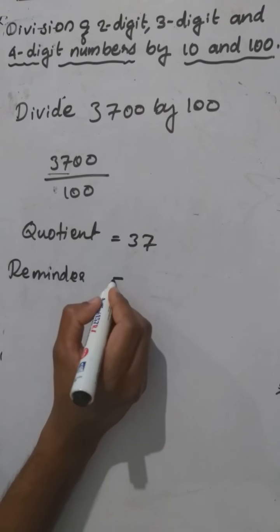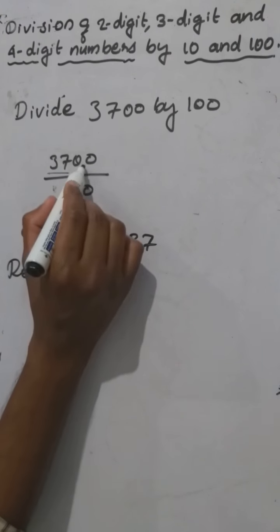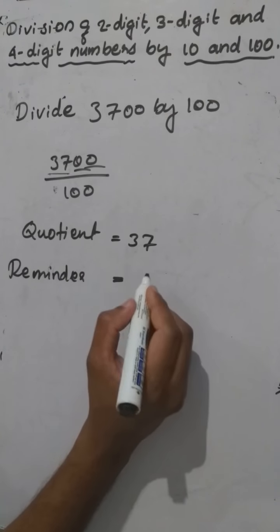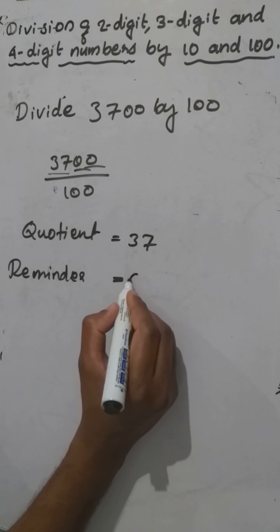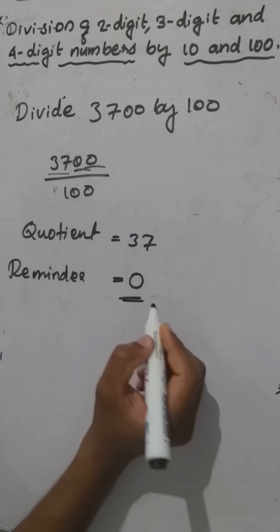The remainder will be the number formed by the last 2 digits, that is the ones place digit and tens place digit. So both are 0. So here 0 is our remainder.